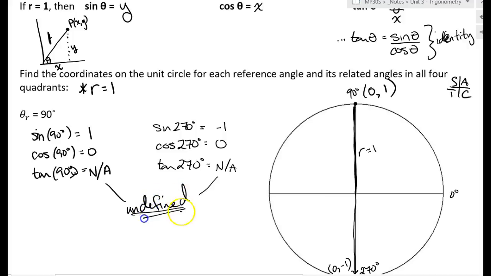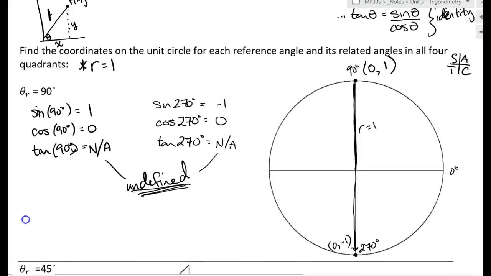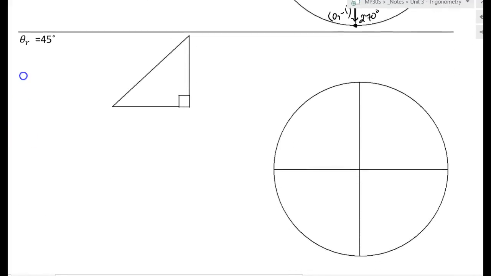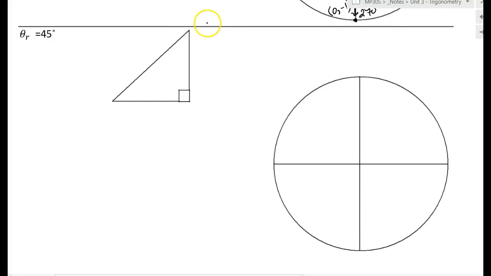So we're going to use the word undefined because there is actually no value for it. So that's 90 degrees. 45 degrees. So this triangle here is just to kind of help you visualize what that might look like. You need to do some calculations with it.